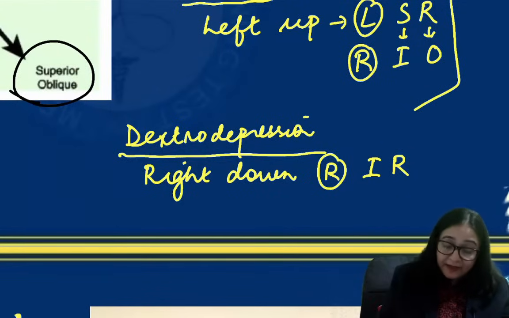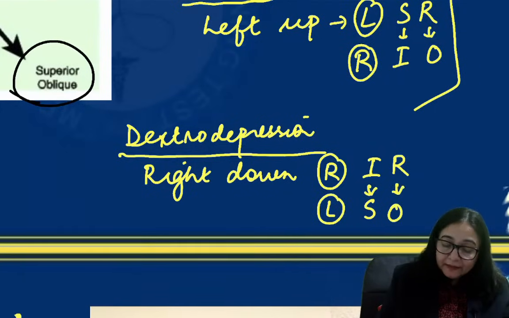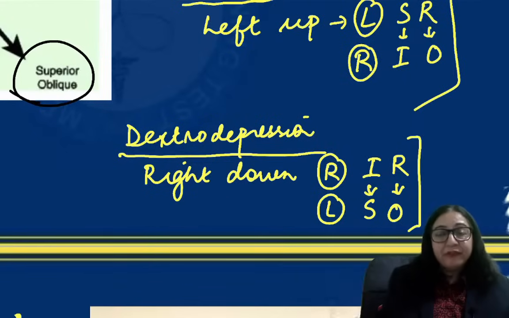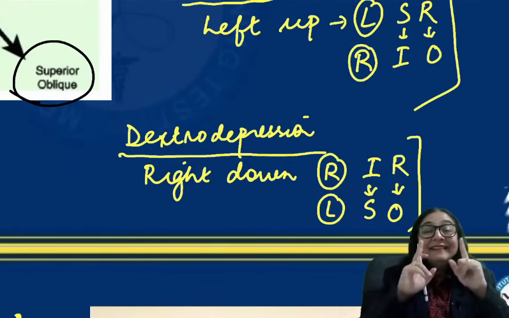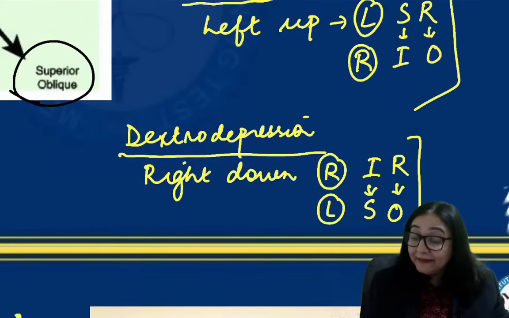In the left eye, make right as left, inferior as superior, rectus as oblique. So this will be the pair of the yoke muscles for dextrodepression. So yoke muscles, they have to be one muscle in each eye. Synergist muscle is the muscle in the same eye.